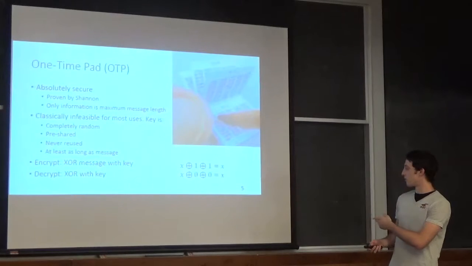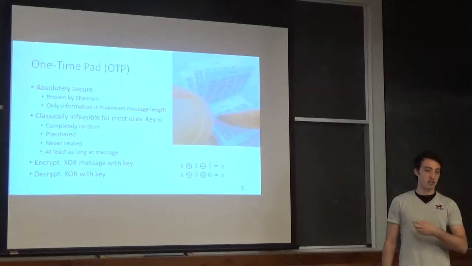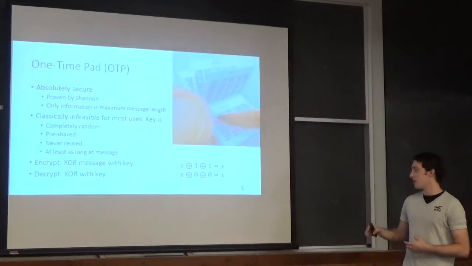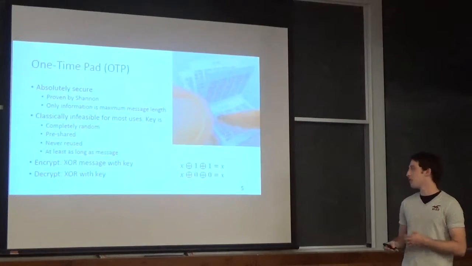And as you see on the bottom right here, if you take any bit X, which is a 0 or 1 in your initial message, and you XOR it twice with 1 or with 0, you recover X.